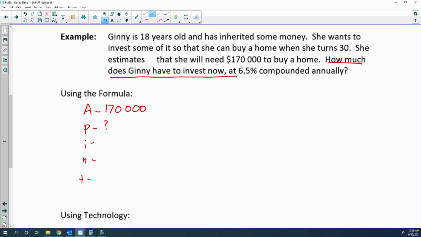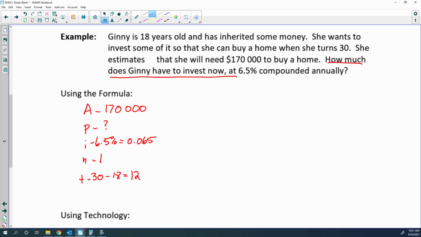When it's asking questions like that, it's trying to ask what the present value is. Our interest rate is 6.5%, which as a decimal would be 0.065. It is compounded annually, so our N is 1. For the length of this term, she started when she was 18, and she's going to buy that house when she's 30. So I'm going to do 30 minus 18, and that will tell me how long this investment is going to be. In this case, it works out to be 12.